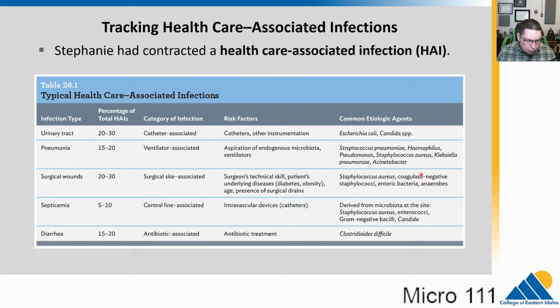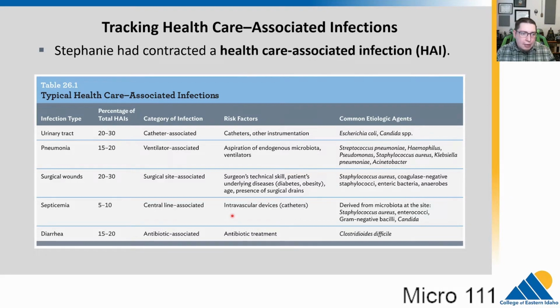Septicemia, so infections of the blood, less common, thankfully, because this can be very serious, 5 to 10%, often with central lines or catheters, things like that, that are going into veins and blood vessels. Staph aureus is a big one here, MRSA particularly.